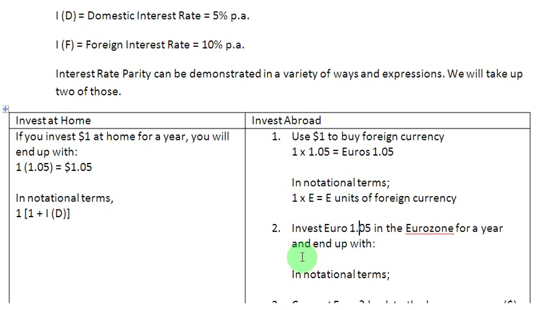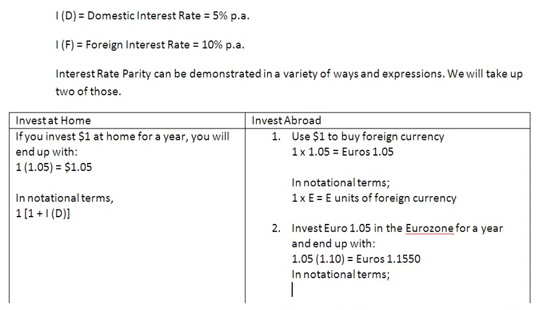So just like we did before, we are going to write here 1.05, the amount that we are investing, and then we are going to multiply this by 1 plus the foreign interest rate, which is equal to 10%. So I'm writing here 1.10, and when we carry out this calculation, this should give us euros 1.1550.